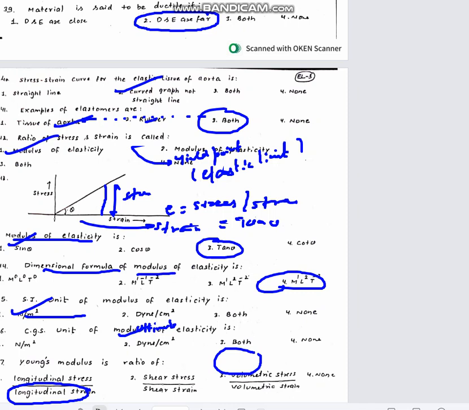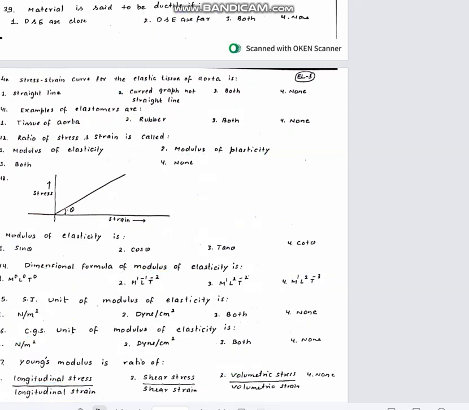Next is dimension formula, so it has same dimension as that of stress given by 2. SI unit same, Newton per meter square. CGS is dyne per centimeter square. Second is correct. Next is Young's modulus is the ratio of, so Young's modulus is basically the ratio of longitudinal stress and strain.